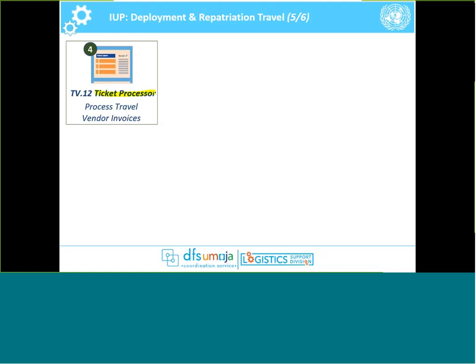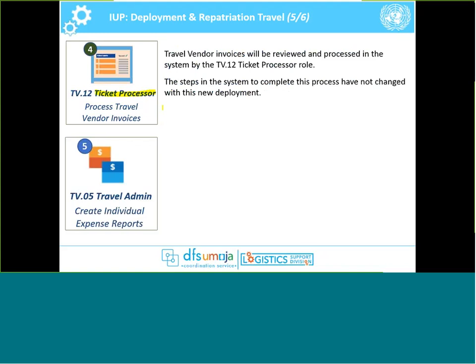All right. So the ticket billing processor will receive the invoices from the travel vendor, and they will pay them with the same process as they currently have. And once the trip has been completed, you as a travel administrator will be able to raise the related expense report for each individual traveler. We said that from the moment the TPO approves the group travel request, everything else is done individually for each traveler.